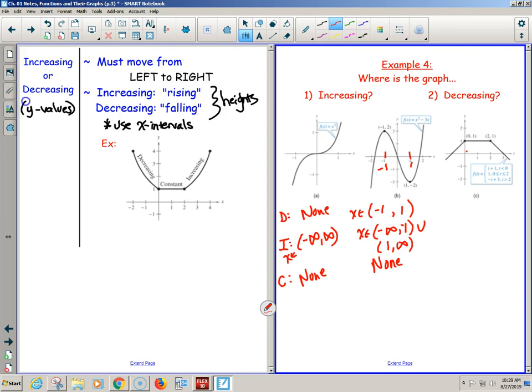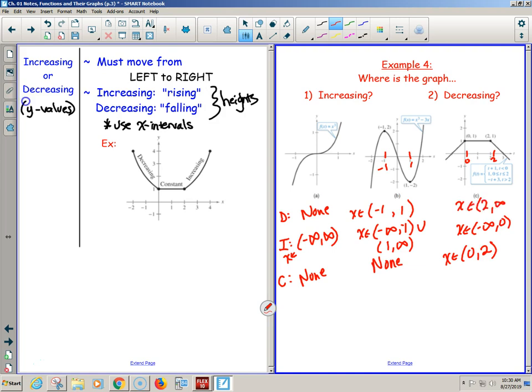This last one, finally we have a constant portion. It goes flat between 0 and 2. You need to put that little x as an element of to remind yourself. Negative infinity to 0, it's rising, from negative forever up until that 0. And then the decrease would be 2 to infinity, because at 2 it starts decreasing.